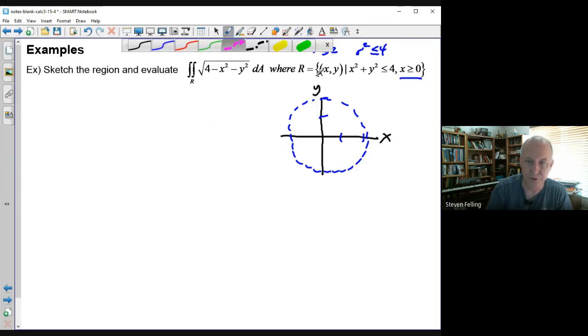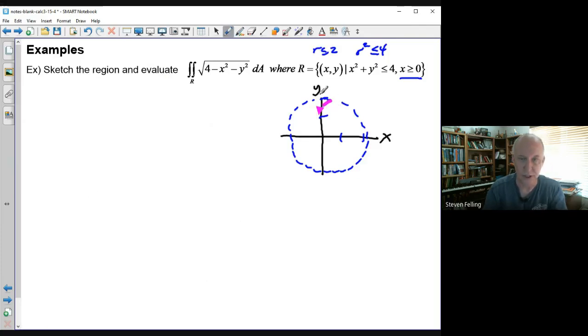I believe it's this region right here. Let's use the green. How about this? This is the region. All the places where the radius stays less than 2, but only with positive x's. So this is the region here.